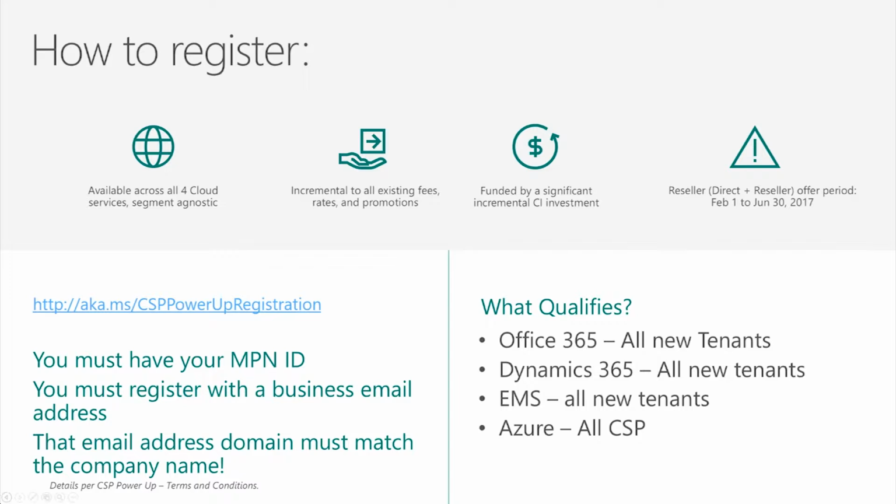What qualifies for the Office 365 cashback? So Office 365, obviously, all new tenants. So anyone moving from open license over to CSP unfortunately doesn't count. It's only new tenants. Same with Dynamics 365, any new tenant. EMS, again, any new tenant, and Azure, everything. So even Azure moving over from Open or EA or any of those, it's considered a new Microsoft tenant. So that counts for cashback as well.